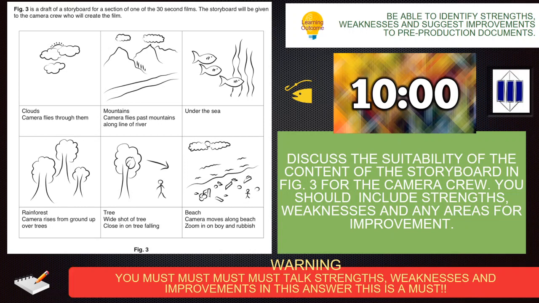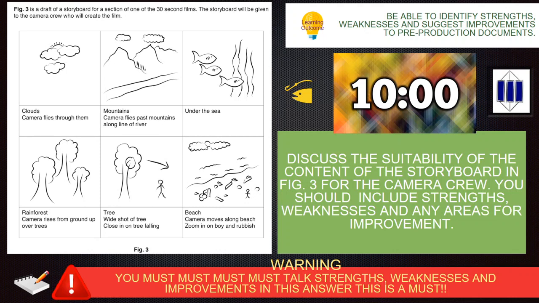So, I'm going to give you 10 minutes now, and I'd like you to have a go at this question. So, you've been given a storyboard for a 30-second film. The storyboard will be given to a camera crew who will create the film. So discuss the suitability of the content of the storyboard in figure 3 for the camera crew. So remember, you're discussing how good, how effective is this storyboard to be given to a camera crew. You should include strengths, weaknesses, and improvements.